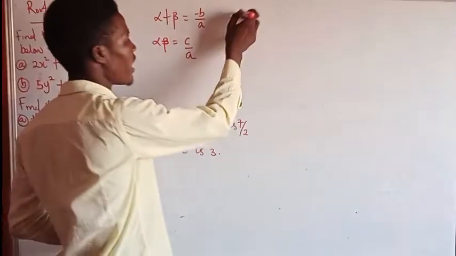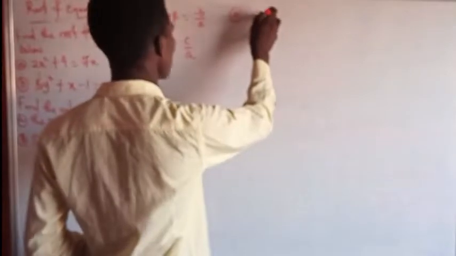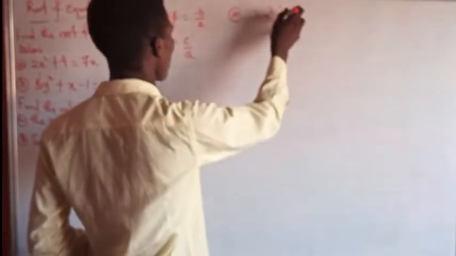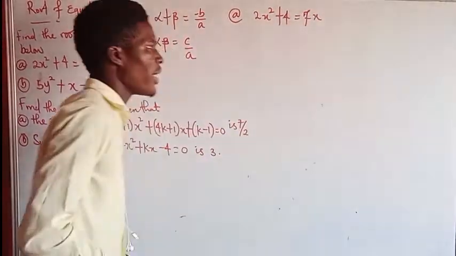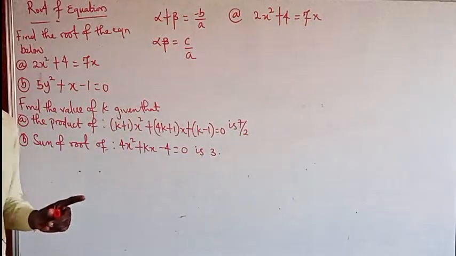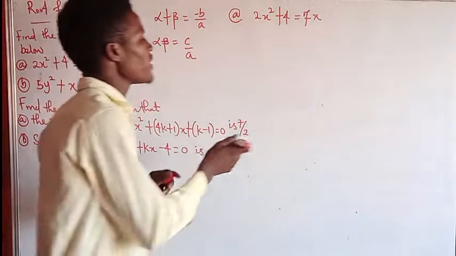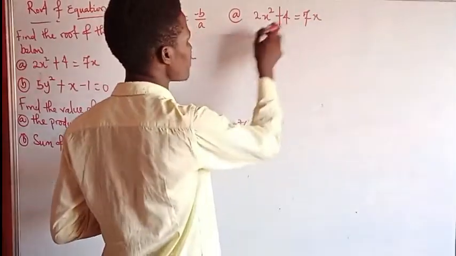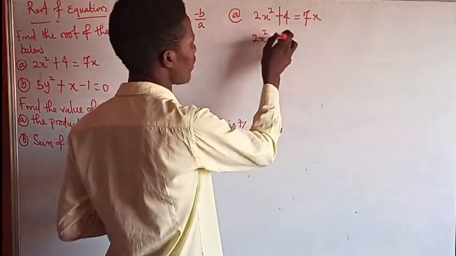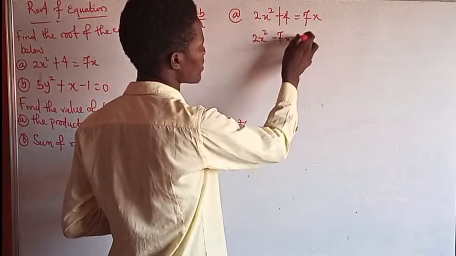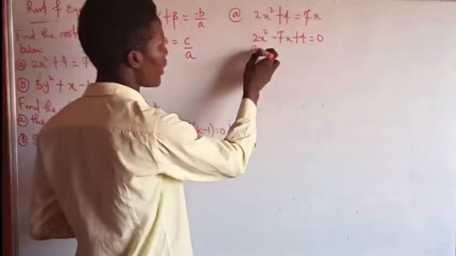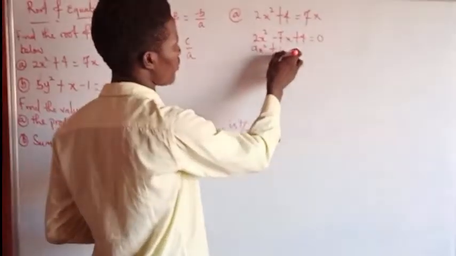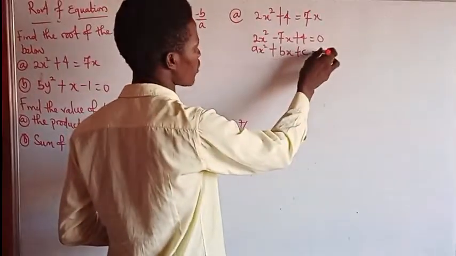So the first one, I have a question: 2x squared plus 4 equals 7x. Alright, so in this question, I want to find the root. The first thing I have to do is to bring this to this side. That will be 2x squared minus 7x plus 4 equals 0. I want it to be in the form of ax squared plus bx plus c equals 0.